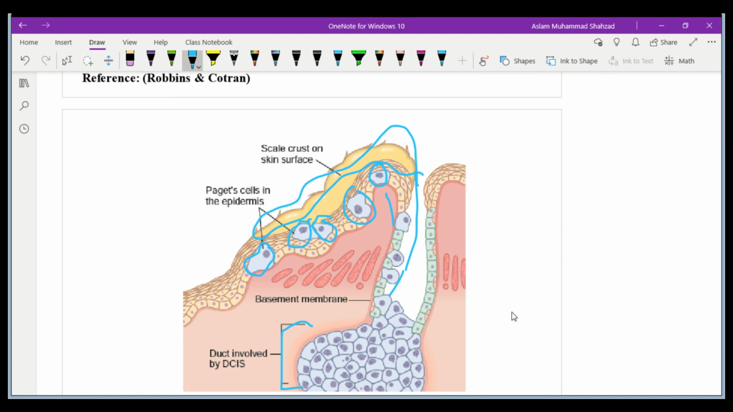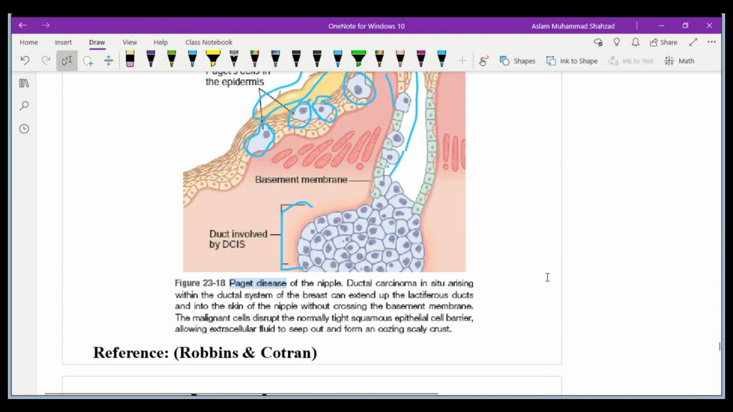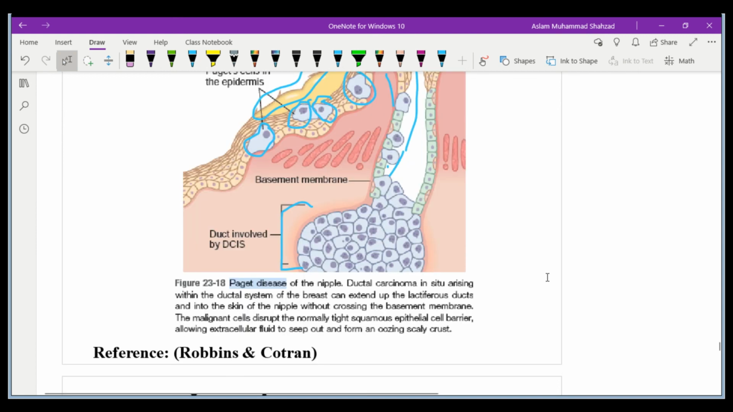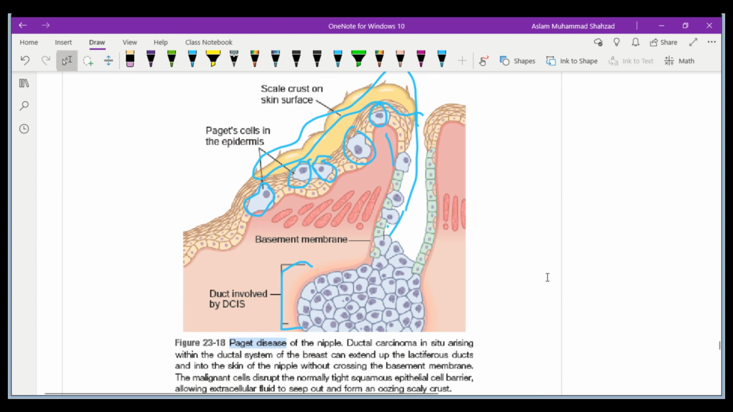If you see, this is the outer layer consisting of the basement membrane. So they do not cross the basement membrane, but they are still responsible for the invasion, usually through the ducts that have been involved, and they can extend up to the lactiferous ducts into the skin surface. So what will happen is that it can seep out to the skin surface and form the crust appearance, commonly known as scale crust on the skin surface.